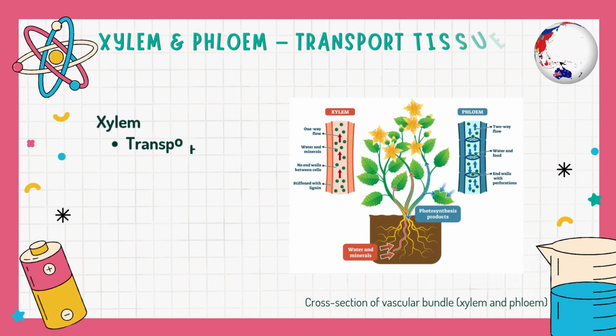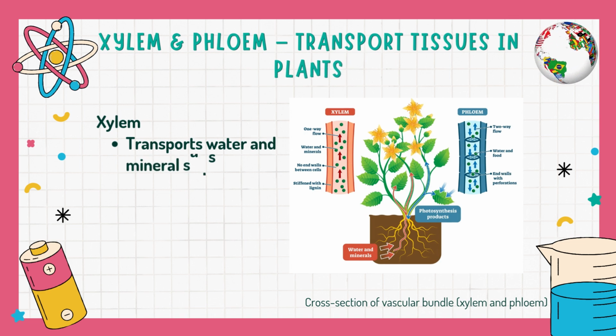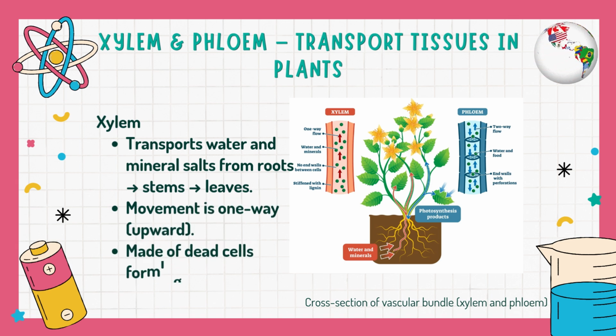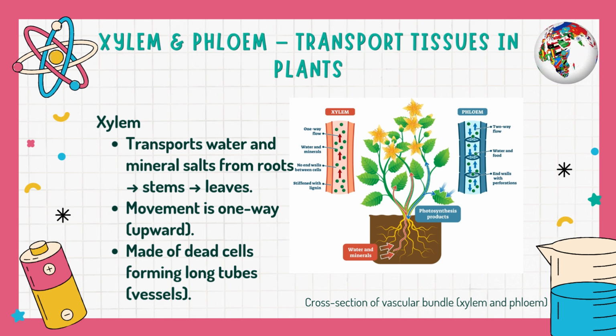Xylem and phloem, transport tissues in plants. Xylem transports water and mineral salts from roots to stems and leaves. Movement is one-way upward, made of dead cells forming long tubes, vessels. Cross-section of vascular bundle.